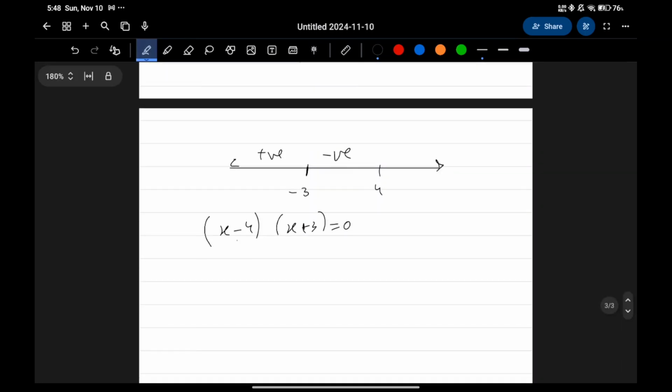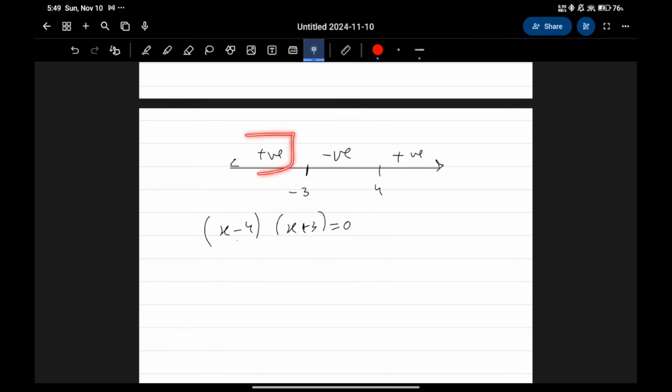Now, let's pick a number bigger than 4. It can be 10, 20, 30, 1 billion. It just has to be bigger than 4. Let's say I pick 10. Now, if I plug in 10 over here, this becomes positive. This becomes positive. Positive times positive is positive.